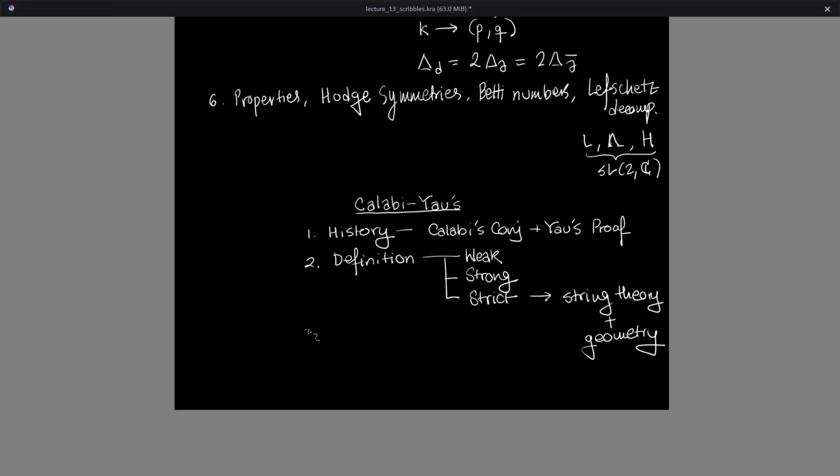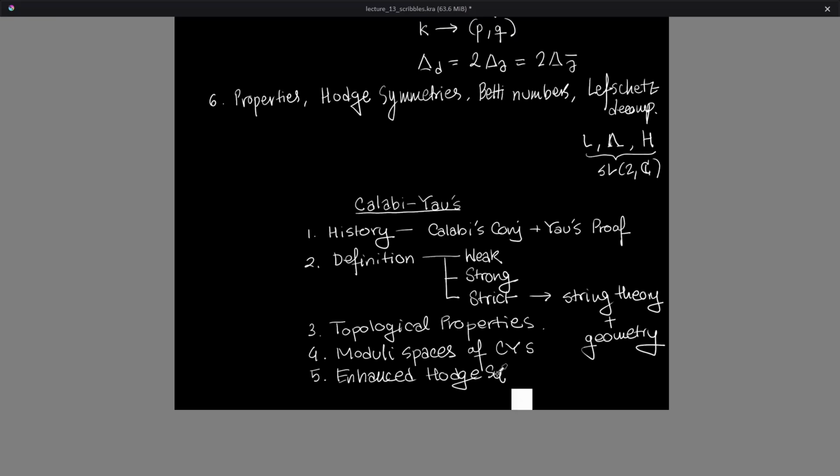So after we're done with that, we will look at some of the topological properties, get the easy ones out of the way, just like we did with Kähler manifolds. We're then going to talk about these fascinating spaces called moduli spaces and the moduli spaces of Calabi-Yaus specifically. There's a lot of interesting structure to be had there. We're going to look at the enhanced Hodge symmetries, the ones that go above and beyond the symmetries of the Kähler manifold that is underlying it, right?